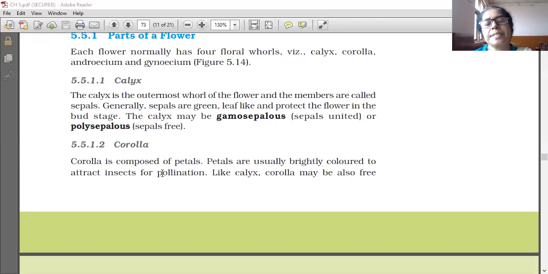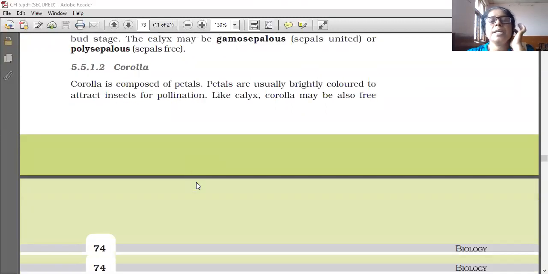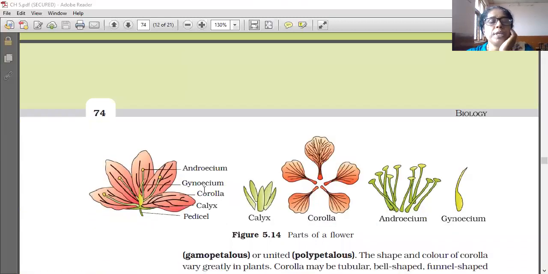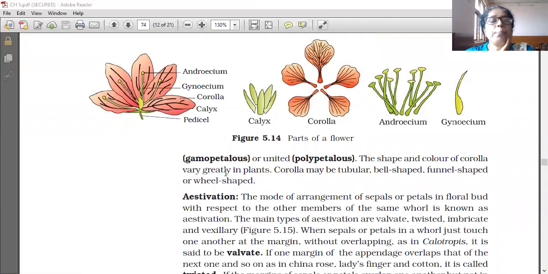Like a calyx, corolla may also be united or free. That is gamopetalous, or united, and polypetalous, or free. Shape and color of corolla vary greatly in plants. Corolla may be tubular, bell-shaped, funnel-shaped or wheel-shaped. Different shapes are there for the corolla.